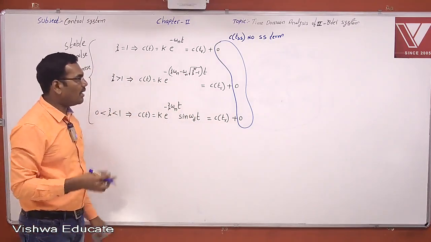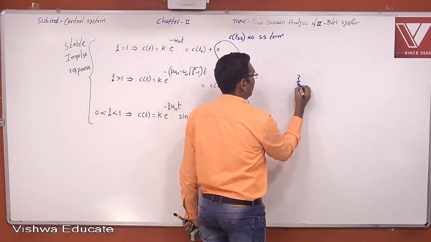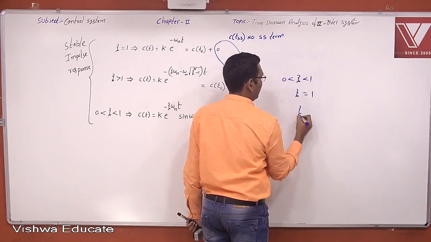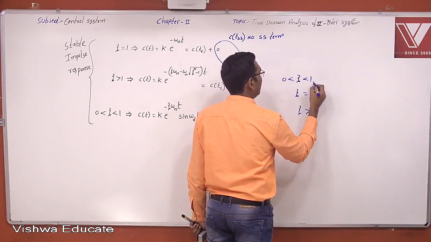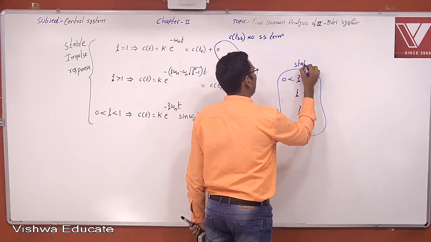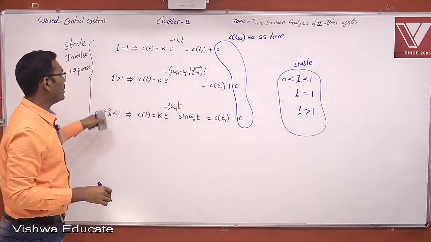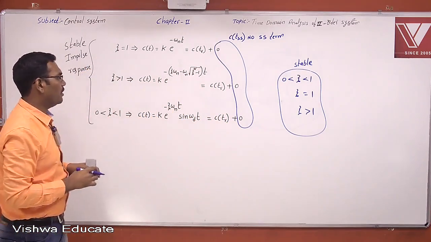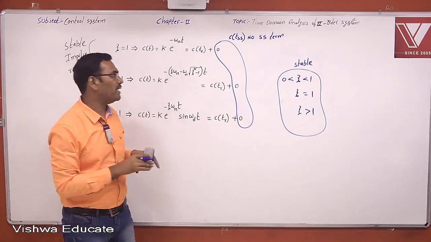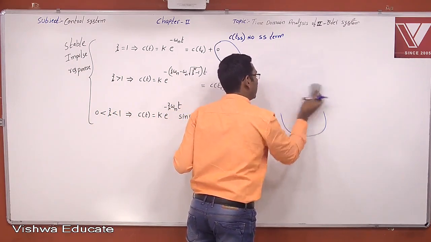And here is one important question I am asking. There are three lists: zeta less than 1, zeta equal to 1, and zeta greater than 1. These come under stable or good responses. All are stable. Now, among these three groups, which one is best? At this stage you cannot decide, because this is not the complete time domain analysis. It is only the transient state analysis, because this is the impulse response.